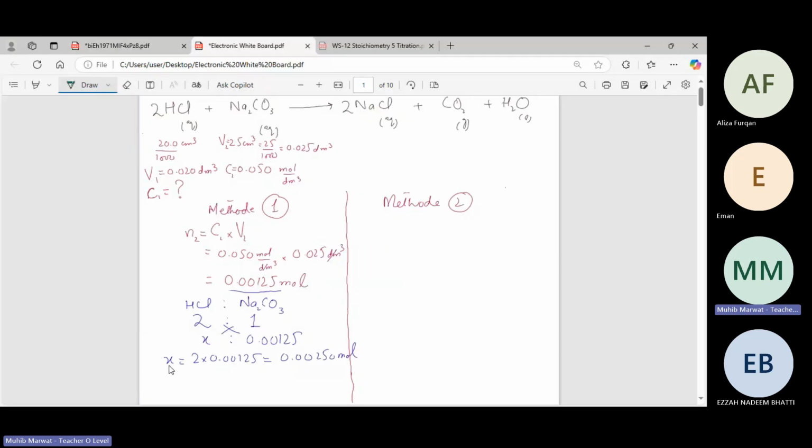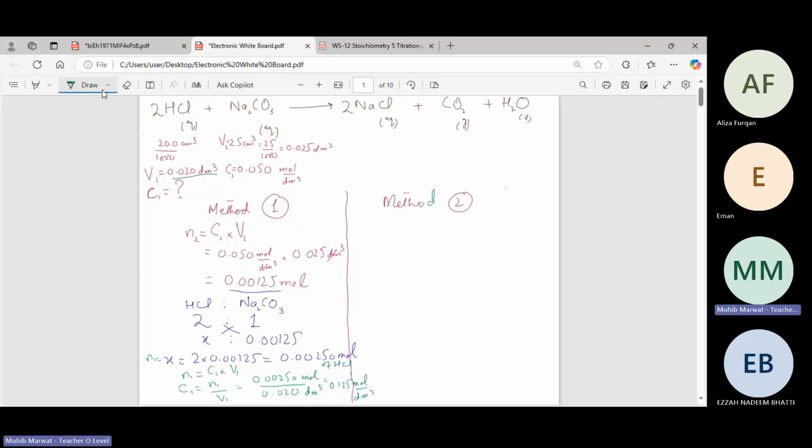What we have done, we have found the number of moles of HCl, right? This X is N1, the number of moles of HCl by molar ratio method. Then we are going to put the values in. We know that N1 is equal to C1 multiplied by V1, or C1 is equal to N1 divided by V1. So N1 we have just calculated, 0.025, divided by the volume, which was 0.020 dm cube. Now calculate it down please. Hurry up dear students. 0.125. All right, 0.125 moles per dm cube, right?